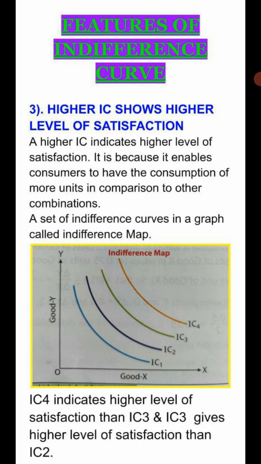A diagram in which we draw more than one indifference curve is considered an indifference map, and in an indifference map, the highest indifference curve provides the highest amount of satisfaction to the consumer. For example, in this indifference map, the highest satisfaction will be attained through indifference curve 4, thereafter indifference curve 3, thereafter indifference curve 2, and then indifference curve 1. That means the maximum satisfaction will be in IC4 and the minimum satisfaction will be in IC1.